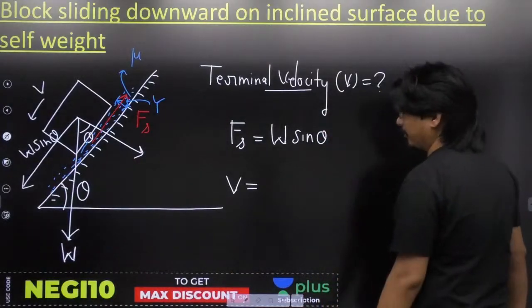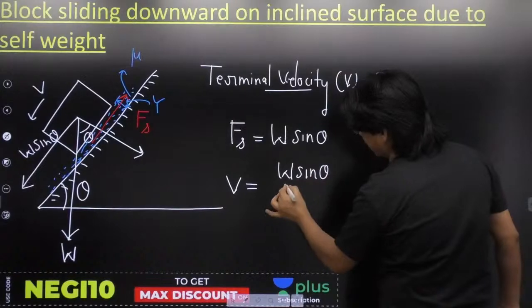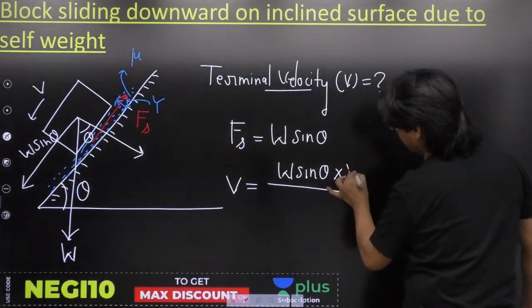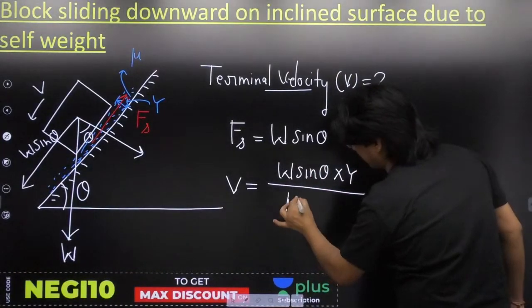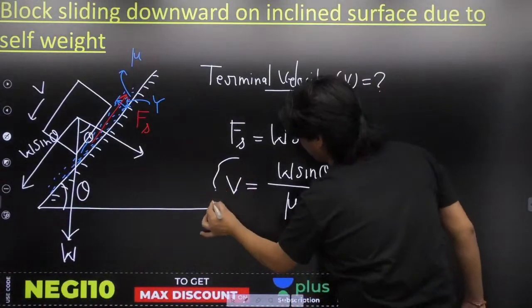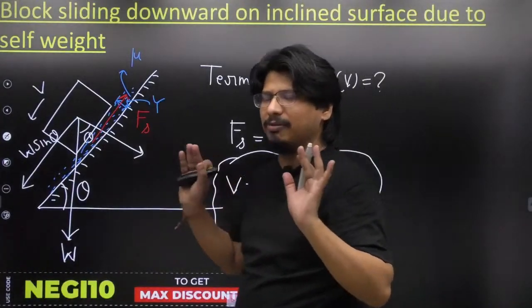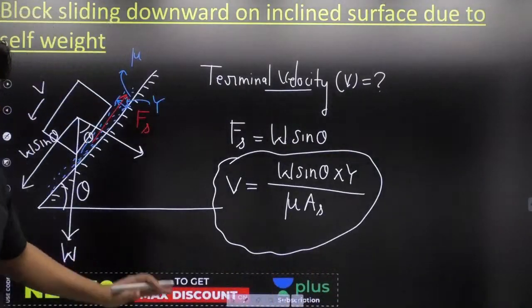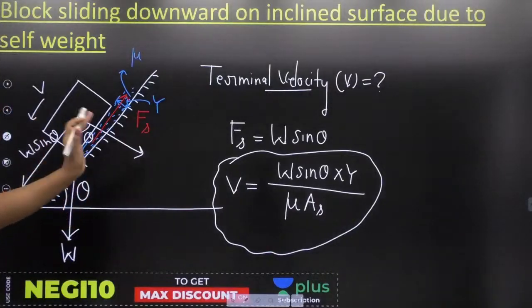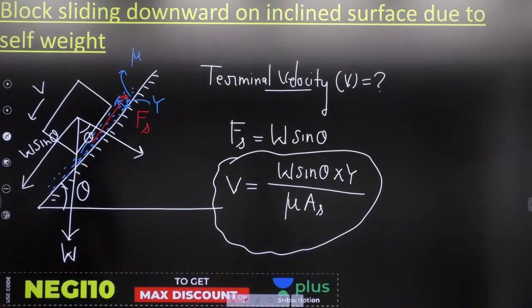Anyone in the class? What will be the value of V? V will be equal to W sin theta into capital Y divided by mu AS. This is the thing which we have discussed. If you remember, in exam they will be asking you what is the value of terminal velocity. Do you remember? We have derived like this: V is equal to W sin theta into Y divided by mu AS.